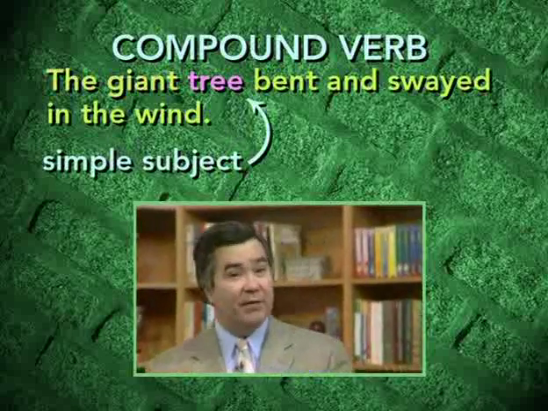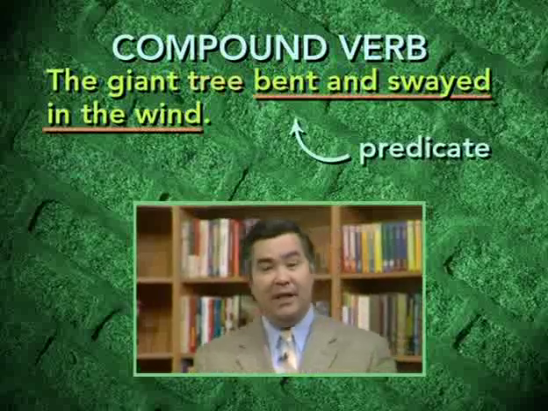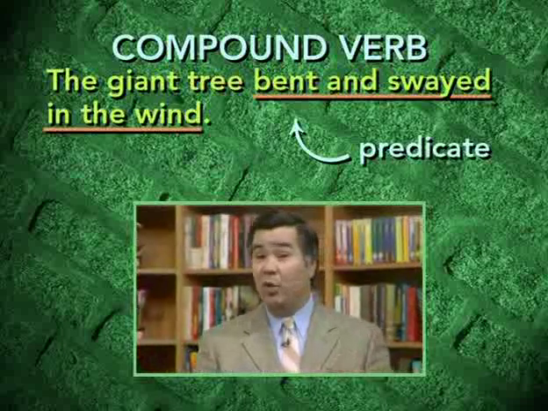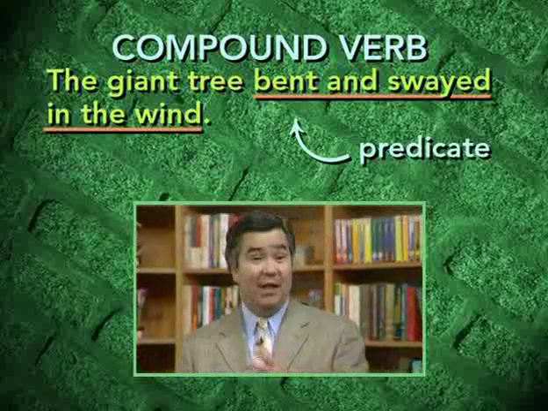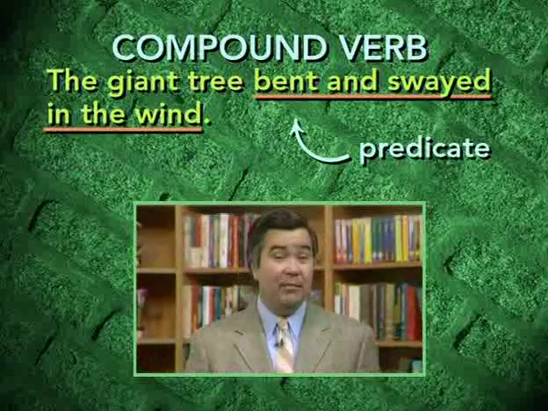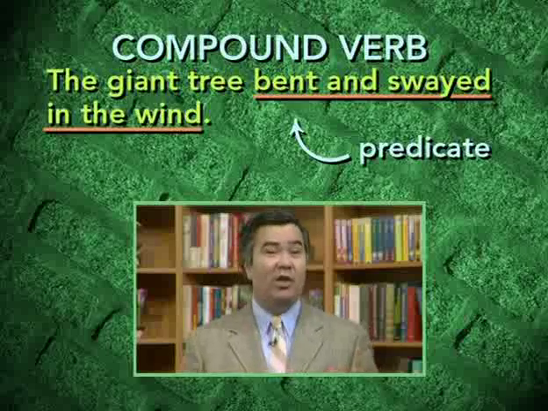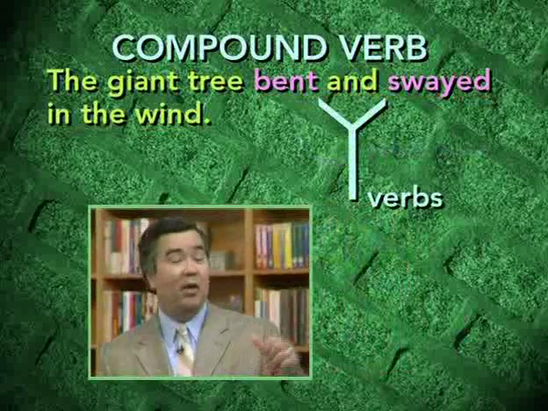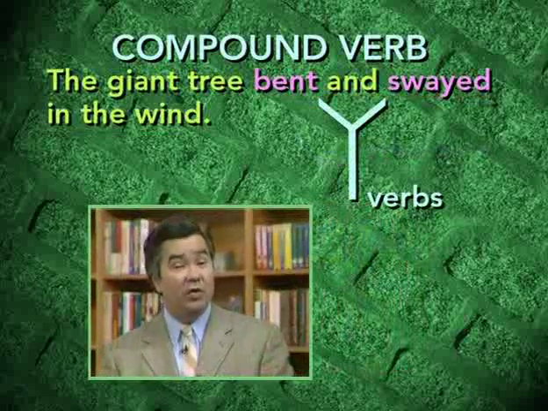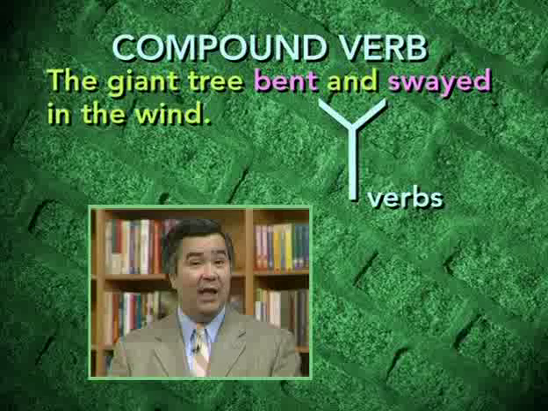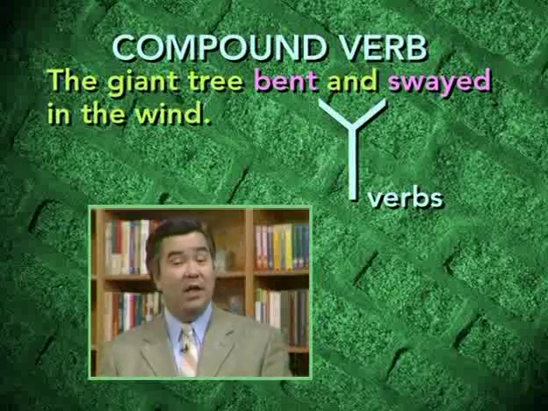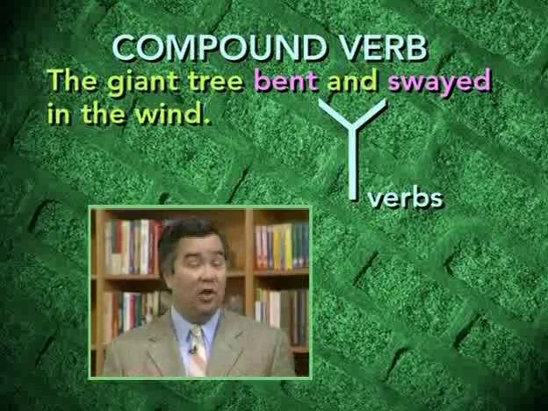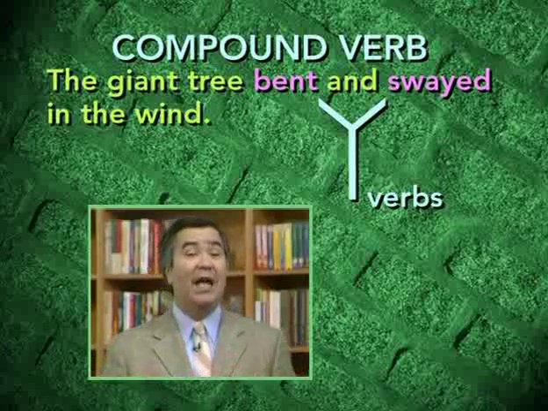Now, the rest of the sentence is the predicate, bent and swayed in the wind. Now, is there a most important word in the predicate, a word that tells you exactly what the tree did? Well, the fact is there are two words that tell you two things that the tree did. It bent, but it also swayed. So those two words, bent and swayed, are both equally important. They're both verbs. They both describe actions that the tree took, and they're connected by the word and.